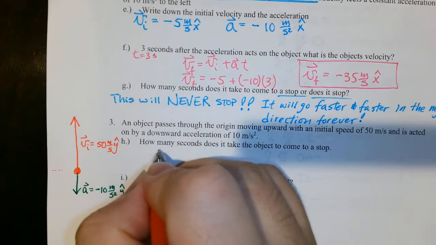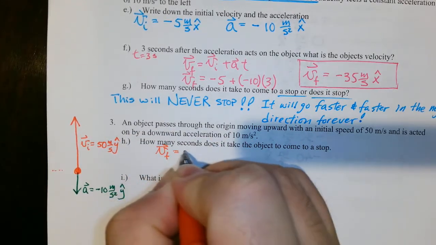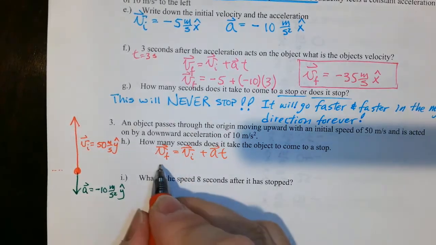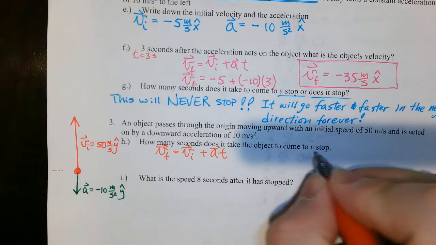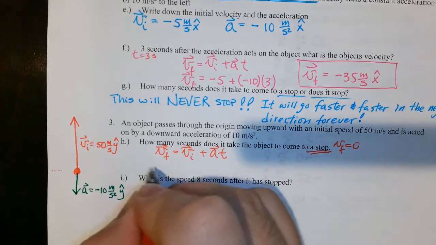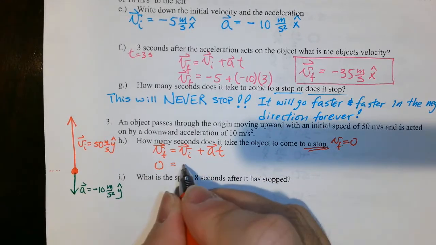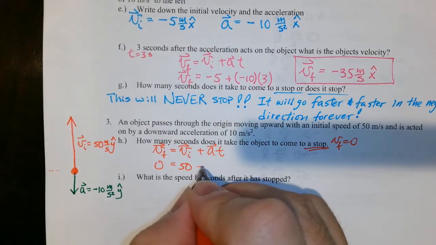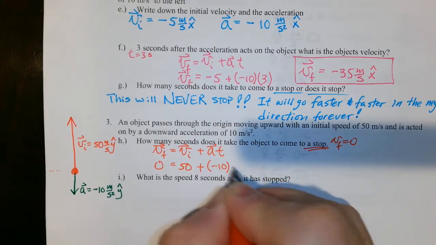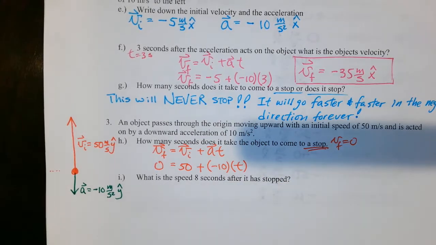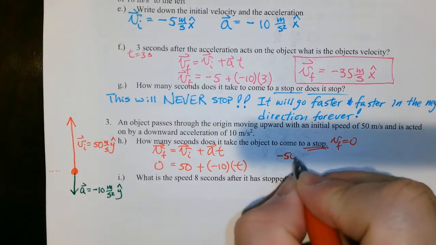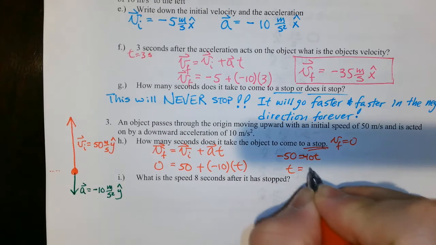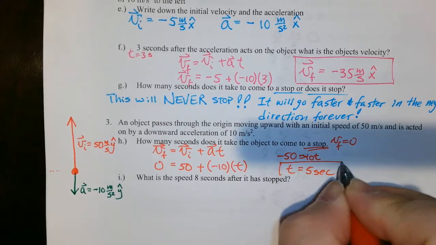using the equation. So here my Vf is equal to Vi plus At. When it comes to a stop, my Vf is 0. So 0 is equal to Vi, which is positive 50, plus -10 times t. So -50 is equal to -10t. So t is equal to 5 seconds. So we were correct.